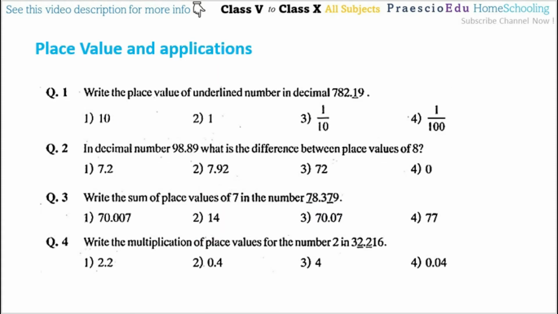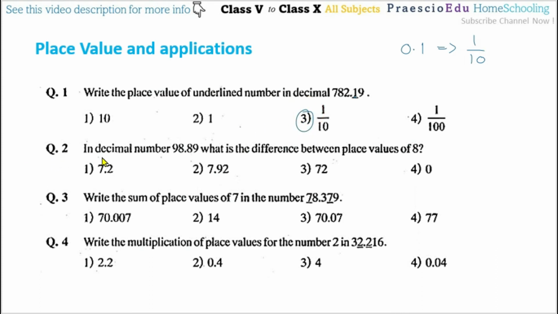Then place value and the applications. For this one we are going to see some questions. So question number 1, write the place value of the underlined number in decimal. Okay, so the underline is below the 1. So what is the place value here? 0.1. 0.1 means we can say that is 1 by 10th. So this is given in option number 3.